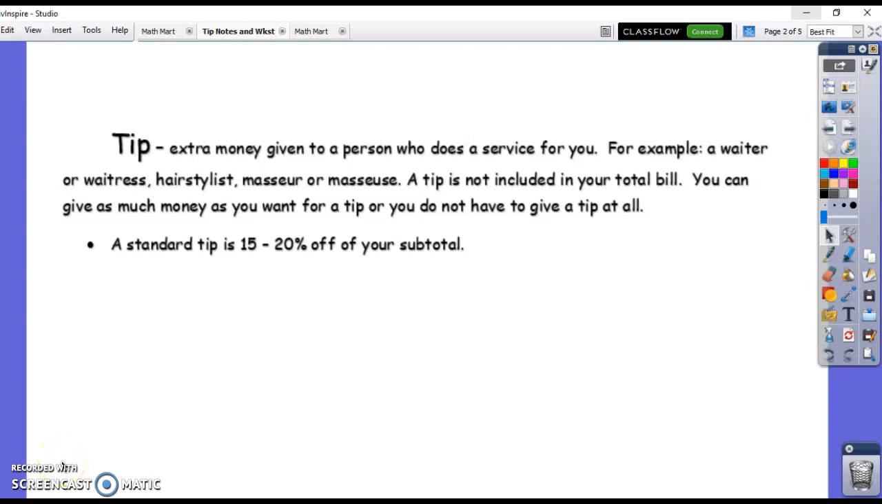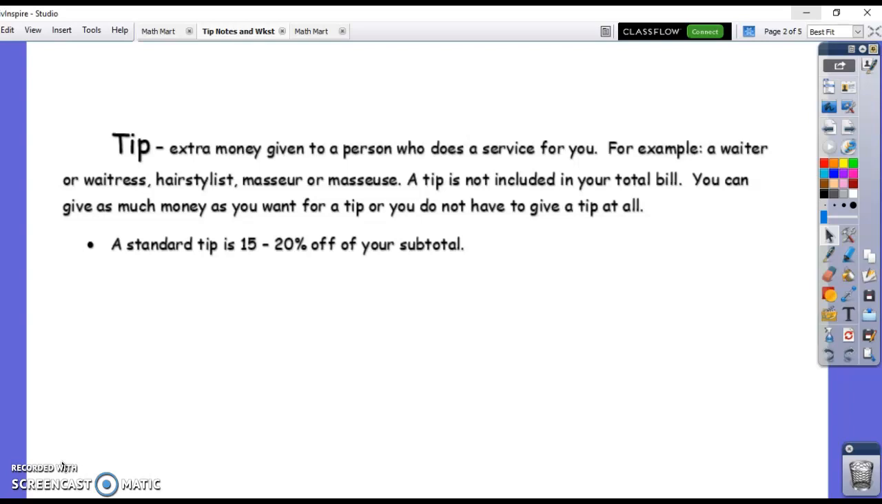Hi everybody, today we're going to talk about a tip. A tip is an extra money given to a person who does a service for you. For example, when you go to a restaurant, a lot of times when you're done with your meal, you leave a tip for the waiter or the waitress.